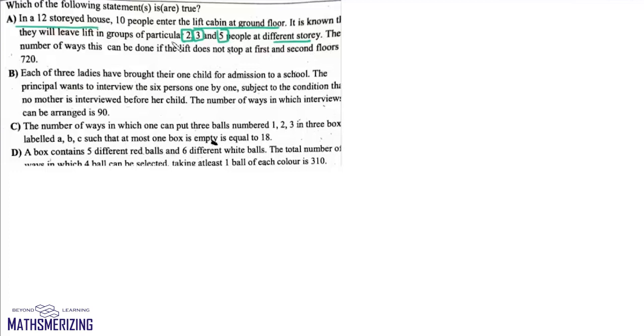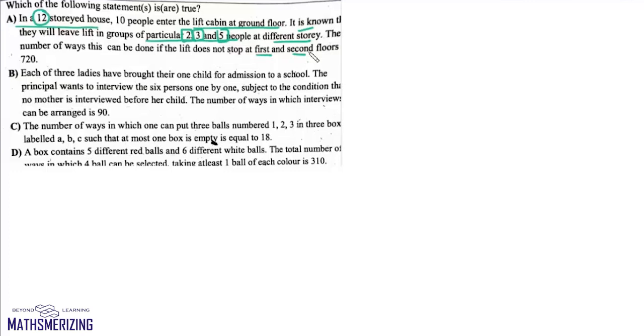Now clearly it is given that the groups are of particular 2, 3 and 5 people. So we need not distribute these people. We just have to select 3 different floors from 12 floors, but it is given that this lift doesn't stop at the first and second floor.